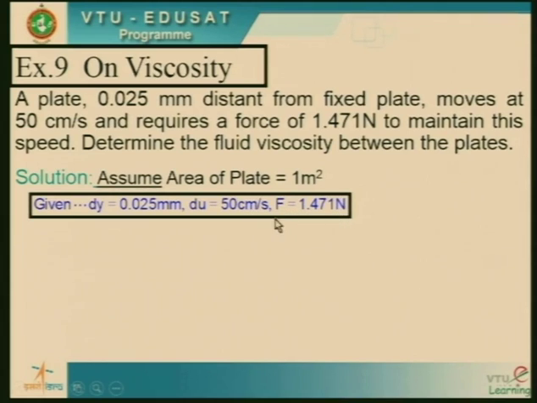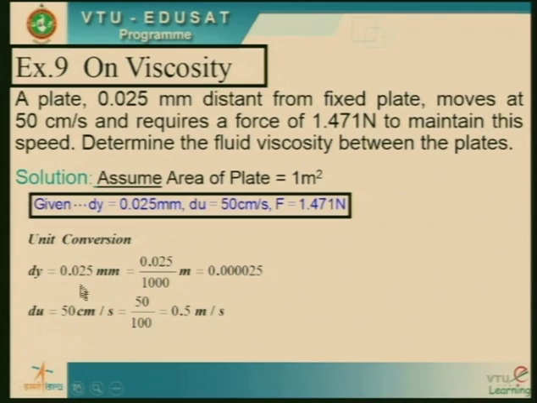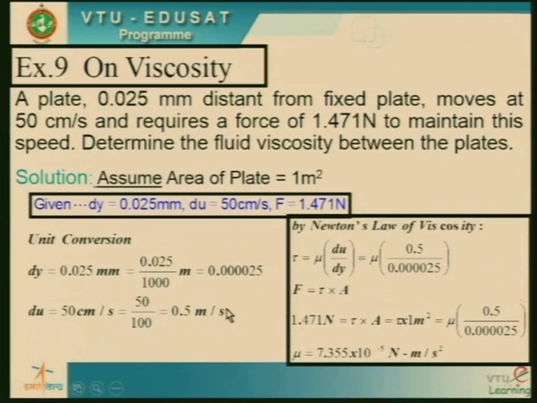So, my dear friends, as I told you in step 1, dy needs to be converted to meter by 0.025 divided by 1000, and 50 centimeter per second needs to be divided by 100. F is already in Newton. Let us see. First, the unit conversion I have shown very nicely here. Step 2, dy is 0.025, so we have divided, and we got the answer as 0.000025 meter, du as 50 centimeters per second, 50 by 100, 0.5. Let us see the formula. As I told you, what is our objective? Our objective is to get mu. What is mu? It is the dynamic viscosity.